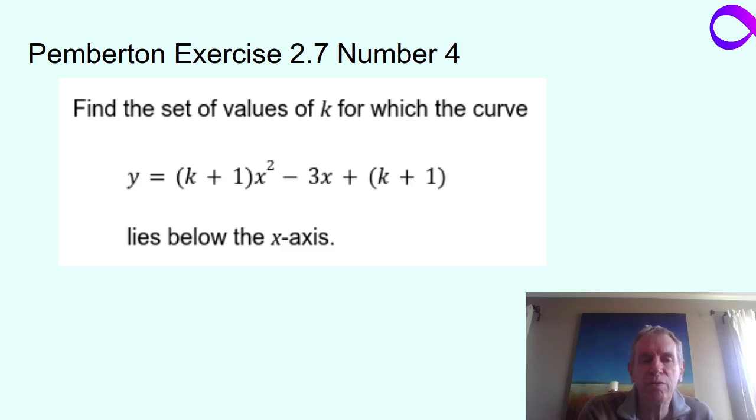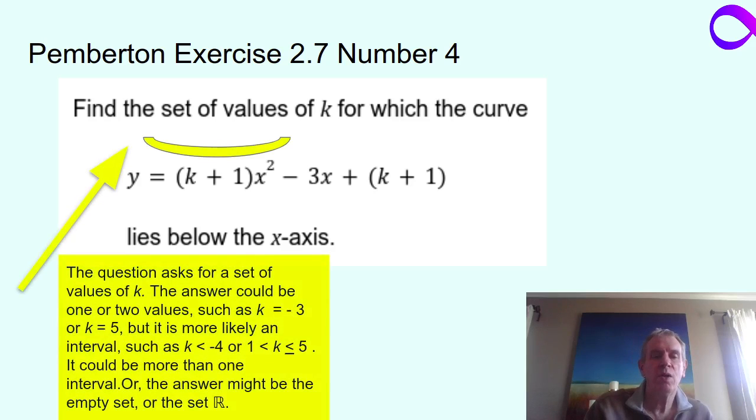And this curve lies below the x-axis. So the question is asking for a set of values. As I've said, a set of values can mean anything, any possible set of k. It could be just one value, such as k equals -3. It could be 2 values, such as k equals -3 or k equals 5. But it's more likely that when they're asking for a set of values, it might be an interval, such as k is less than -4, or an interval such as 1 is less than k is less than or equal to 5.